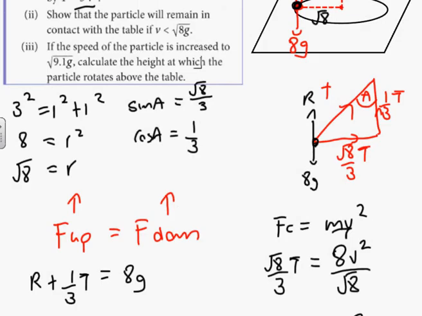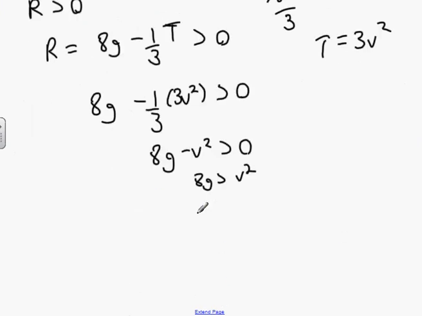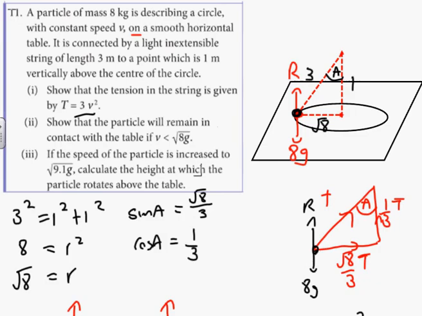Is that what I want? And then square root both sides. Root 8g greater than v. Spin it around, v less than root 8g. Done.